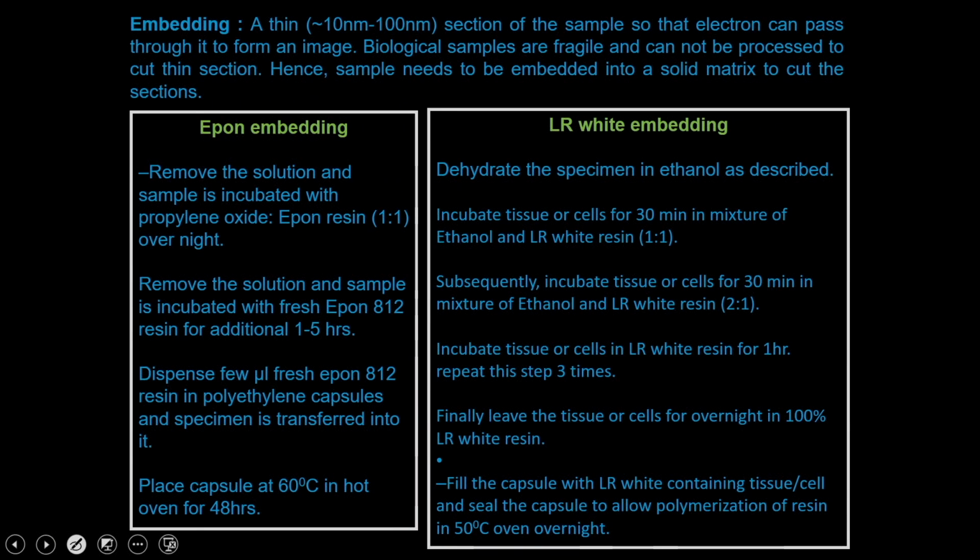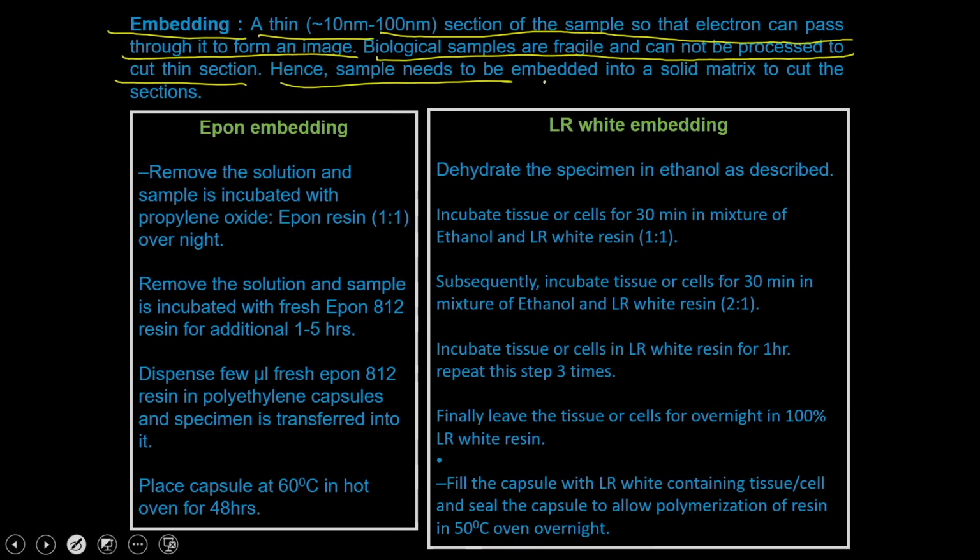After that, you have to do embedding. You have to cut a thin section of the sample, 10 nanometers to 100 nanometers, so that the electrons can pass through it to form an image. Biological samples are fragile and cannot be processed to cut thin sections, hence the sample needs to be embedded in a solid matrix to cut the sections. You have two different types of matrix which you can use. You can use Epon matrix or you can use LR white embedding. The process of both embeddings is different.